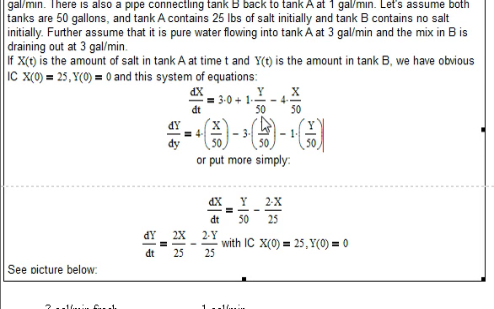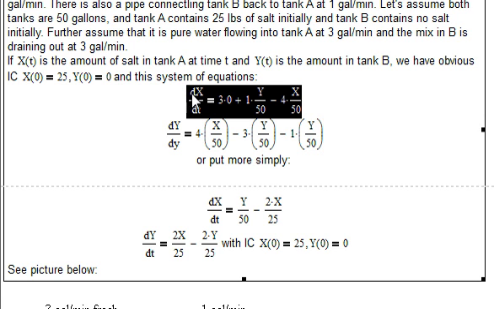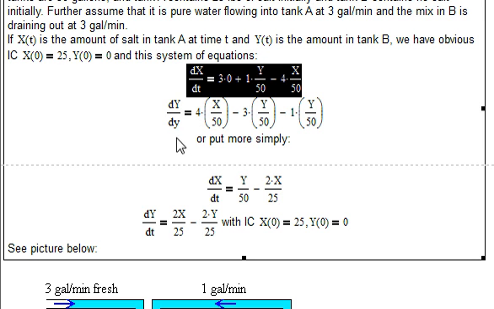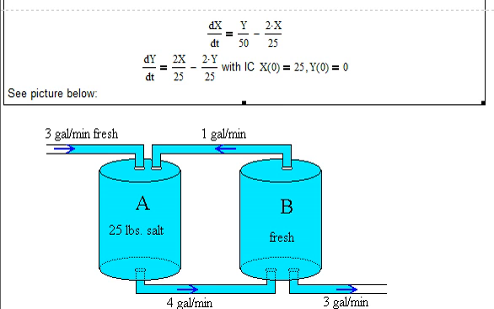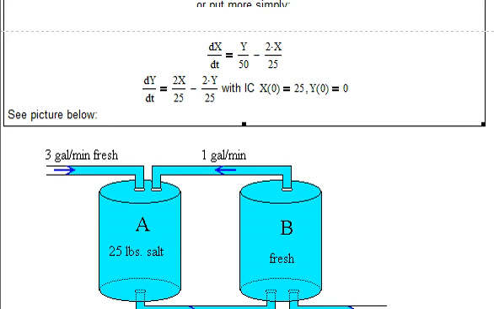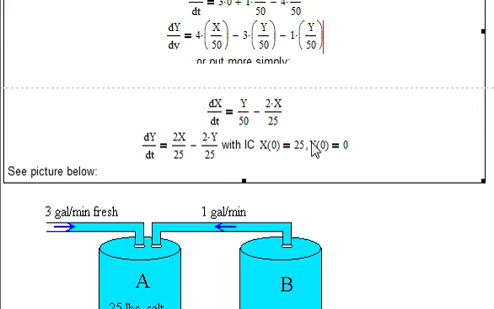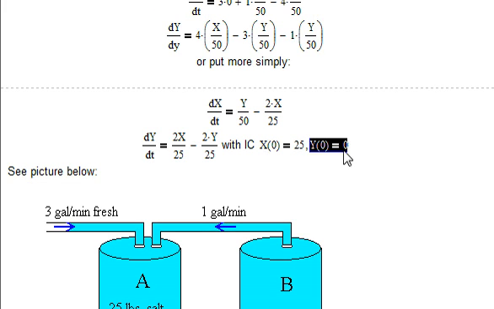So dx dt equals, simplifying this, y over 50 minus 2x over 25. See, that's this equation, simplified. And the other one, dy dt equals 2/25 x from here, minus 2/25 y, that's actually 4/50. This and this are both subtracted, right, because those are the 3 gallons going out here and the 1 gallon going back to tank A. With our initial conditions, of course, x of 0 is 25, y of 0 is 0.